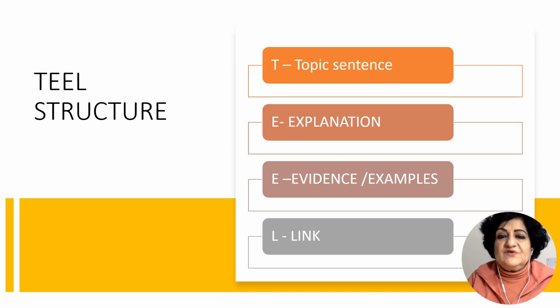Most important is the TEAL structure. A TEAL structure not only helps you in writing your essays, it is a very useful tool for writing any answer. It helps you structure your answer. So T is for topic sentence. Like I told you, you must have a topic sentence which you have to elaborate or explain, and you have to give your evidence and examples. You can give anecdotes to elaborate what you said, and then you link it back to the topic. So this is a very tight structure. For every paragraph, you have to follow this.